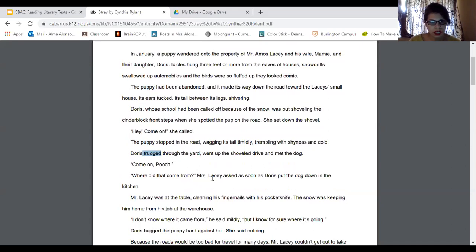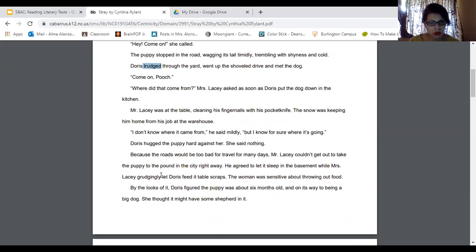Trudged. I'll give you a clue on that one. If you remember Lulu from the story that we read at the beginning of the year, she was doing this as she walked through the forest. She trudged through the forest, if you remember that line. Next one, grudgingly. Okay. And the very last one, shepherd. Make sure you circle that one or write it down.